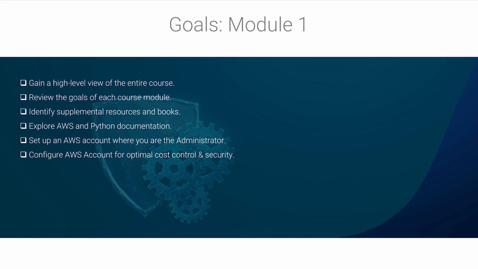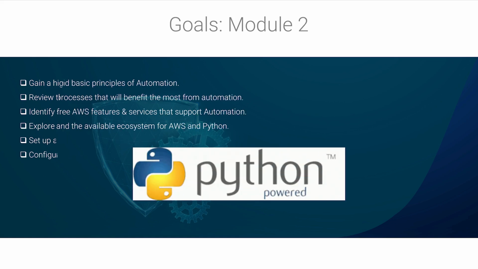And then lastly, we're going to see how to configure your AWS account for optimal cost control and security. This is known as the Day 1 Security Checklist. Section 2, Module 2. Our goals are to understand the basic principles of automation and identify processes that could benefit the most from automation. So there's going to be a bit of analysis of potential use cases for automation projects.